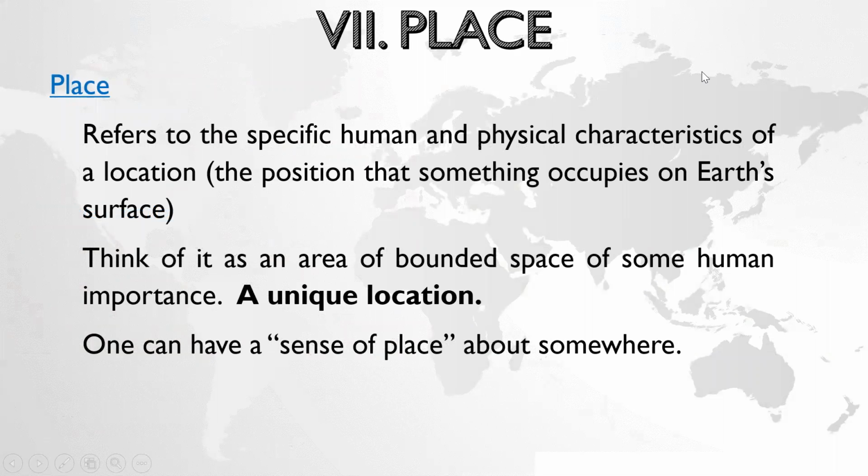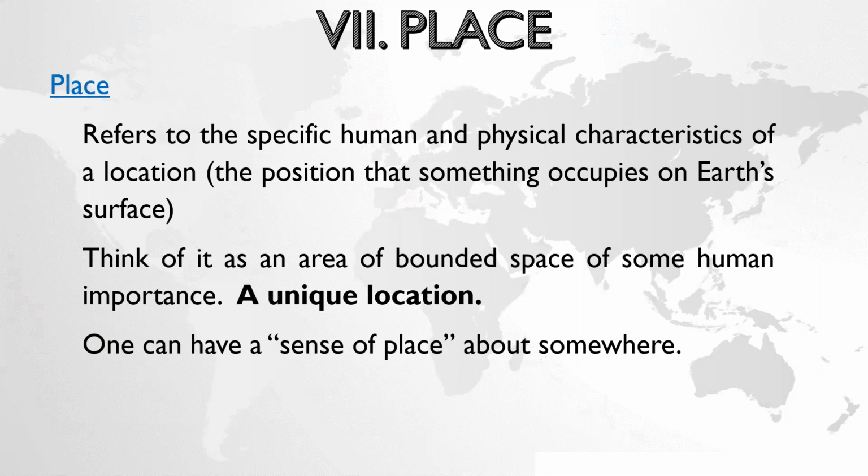So that's location. Place is different though, all right, for human geographers, all right. Place refers to the specific human and physical characteristics of a location, right? The position and location, more specifically, is the position that something occupies on Earth's surface, right? Place looks at human and physical characteristics of a location. You could also think of place as an area bounded by human importance, a unique location, right? And we'll break it down.